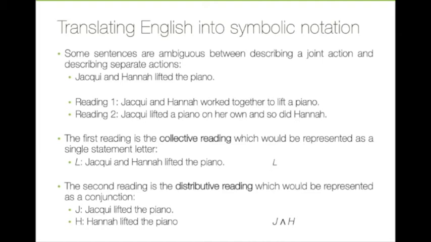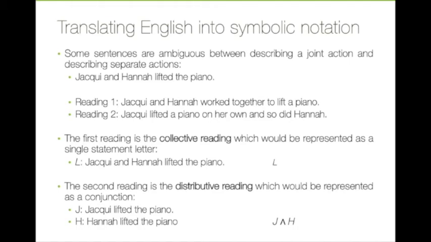On this slide and the next one, we're going to look at a couple more specific examples of ambiguity. First one arises from conjunction, the second one arises from disjunction. So remember that we use conjunction to describe 2 separate situations, facts, or events. The challenge is that some sentences that contain the word and are ambiguous between a reading that requires we symbolize it with conjunction and one that doesn't. So in particular, we're going to look at ones that are ambiguous between describing a joint action and describing separate actions. So our sentence is going to be, Jackie and Hannah lifted the piano.